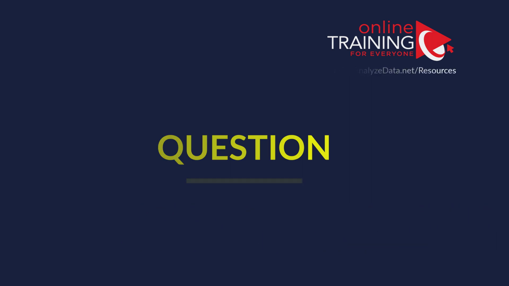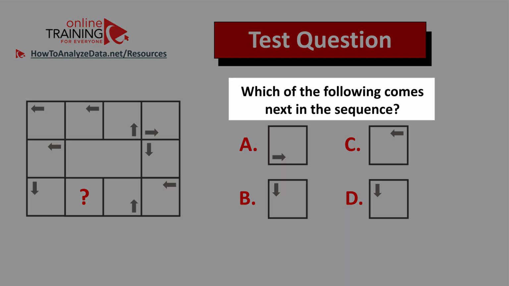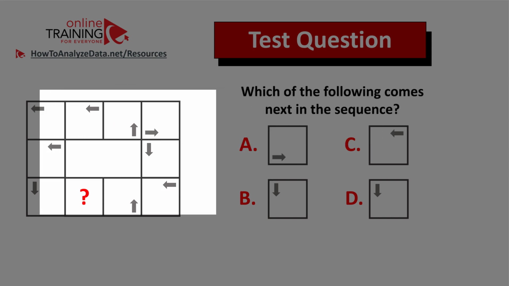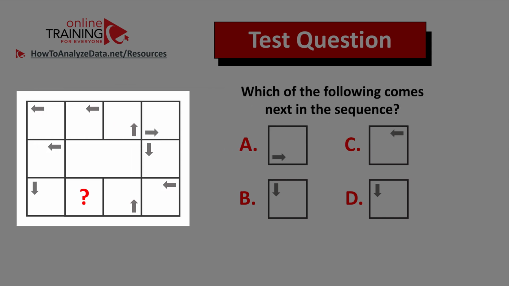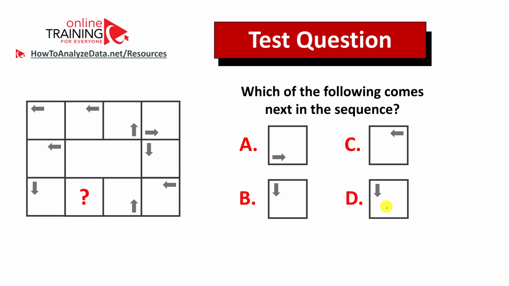Let me share with you a tricky question which tests your pattern recognition as well as logical reasoning skills. Which of the following comes next in the sequence? And you're presented with a rectangle, which has multiple squares, and one of the squares is missing. It has a question mark inside. And you have 4 different choices, A, B, C, and D. Take a close look to see if you can come up with the answer. Now might be a good time to pause this video to see if you can come up with the solution on your own.